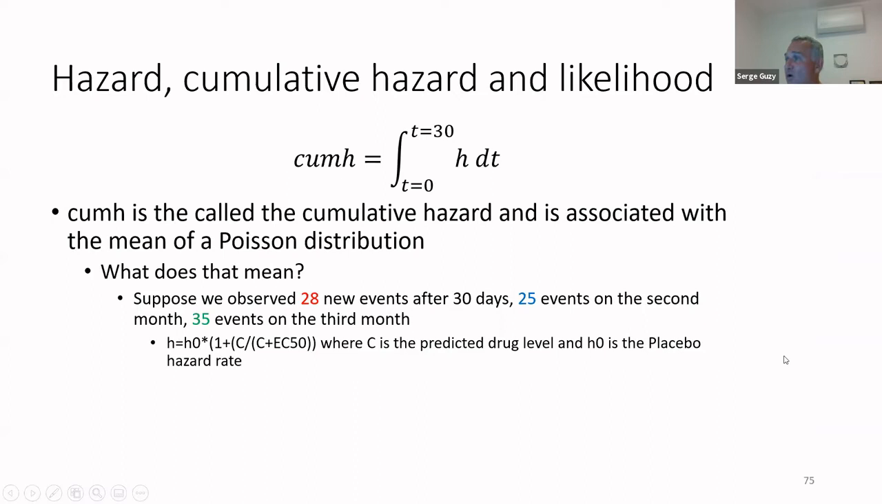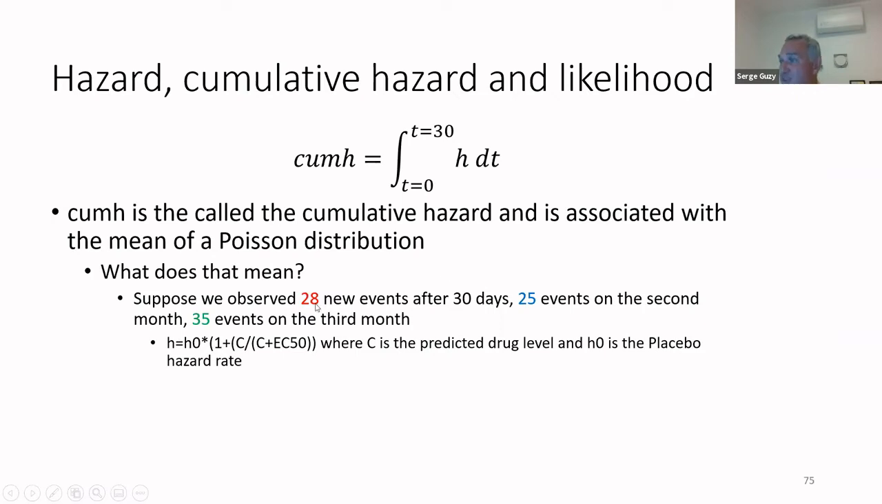And then it's going to say, okay, if my mean is 27.5, what is the probability of having observed 28 events when the average is 27.5? If you know the mean of a Poisson and you know how many events you observed, the program is going to calculate that probability. Then that's your likelihood.